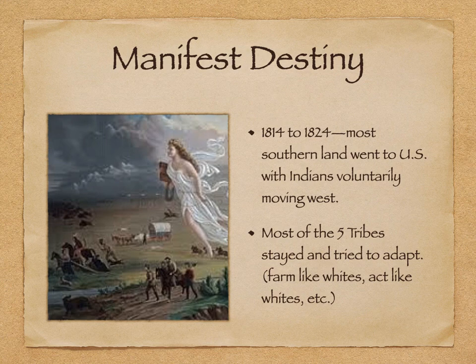the southern part of the United States today comes to the U.S., and Native Americans are going to voluntarily move out west. Out west, for most of them, is going to mean just crossing the Mississippi River into what today we would consider to be Arkansas, Louisiana, that sort of thing.